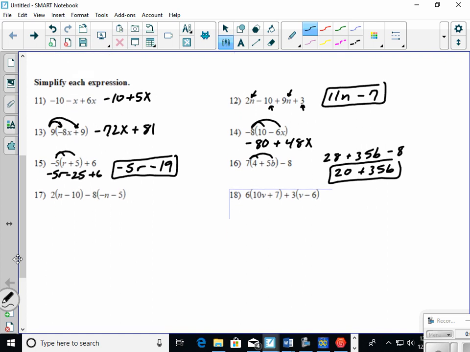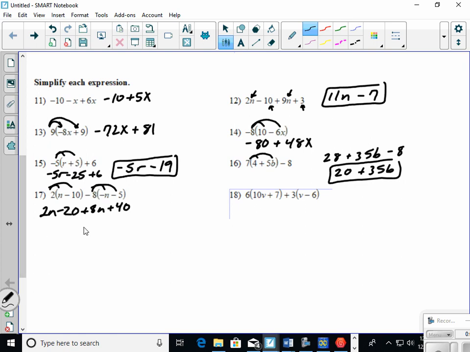17. We have two sets of parentheses, two terms outside, so we're going to do the distributive property twice in this one. So first, 2 times n is 2n, 2 times negative 10, negative 20, negative 8 times negative n, it's going to become positive 8n, and negative 8 times negative 5 plus 40. So then combine like terms.